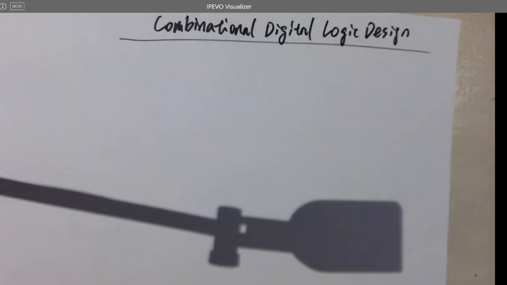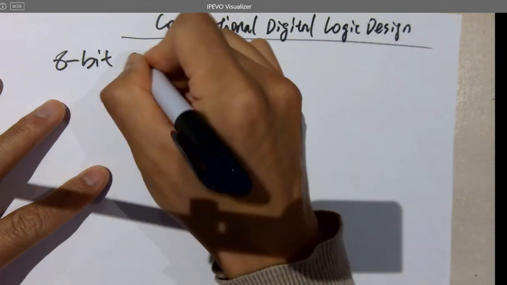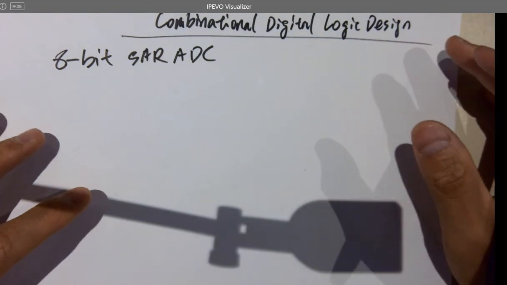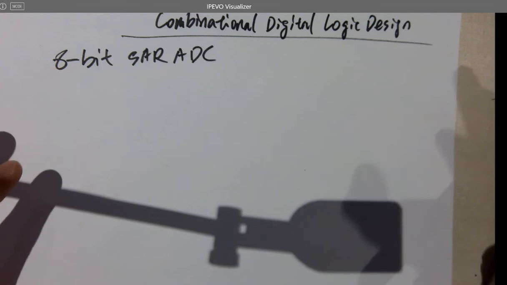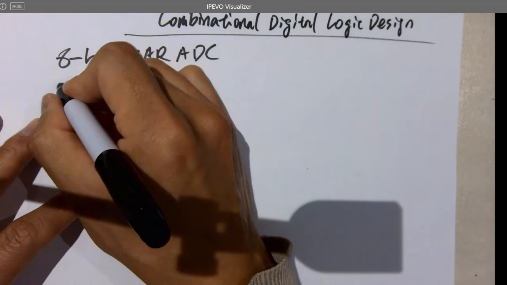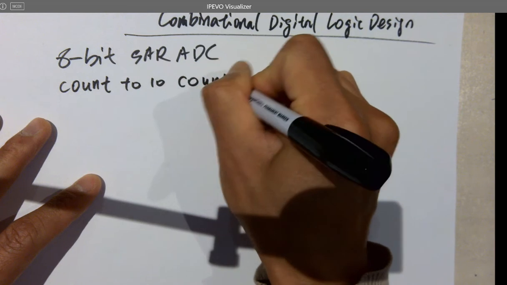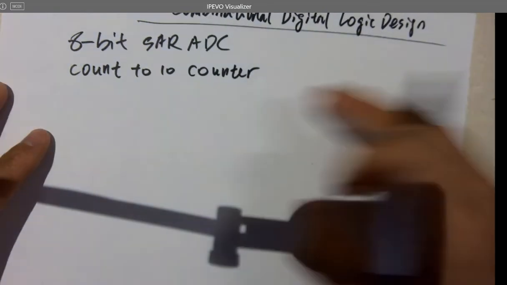Remember the counter we talked about for the SAR ADC? If it's an 8-bit SAR ADC, we need 10 cycles. We need 9 cycles to get the data converted, and then we need the 10th cycle to send it out. So we need a count-to-10 counter, right? But how do you design that? That's just one example before we get into the others.